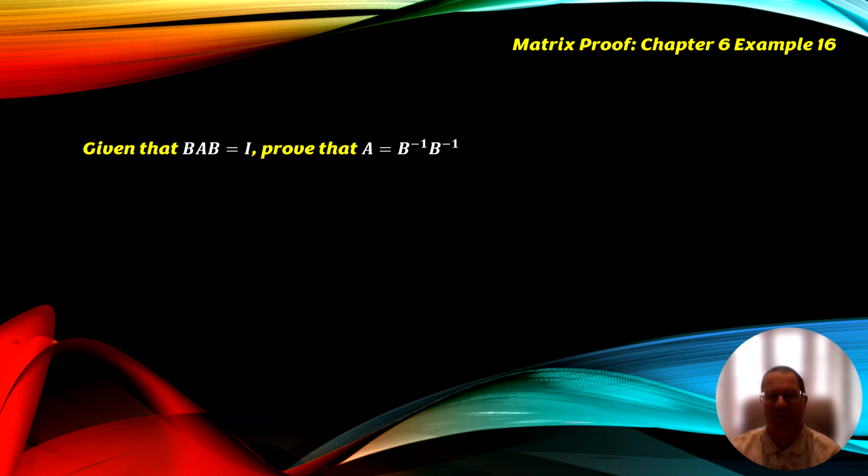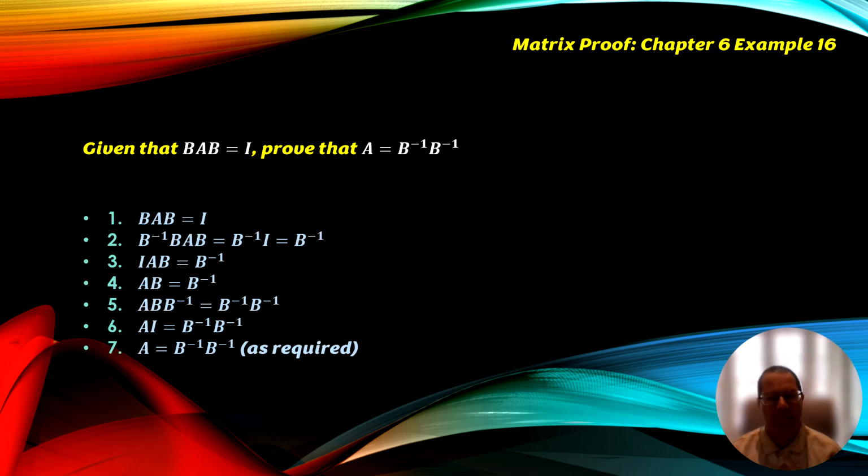This next proof comes from chapter 6, example 16 in the textbook. And we've been given that BAB is equal to I, and as a result, prove that A is given by the square of the inverse of B. So for step 1, I've just written down what they've given us, that BAB is equal to I, and in step 2, I'm pre-multiplying by the inverse of B. So on the right-hand side, we just get B minus 1, because it's B minus 1 times I, which is B minus 1. On the left-hand side, B minus 1 B gives us I. So in step 4, we have that AB is equal to B minus 1.